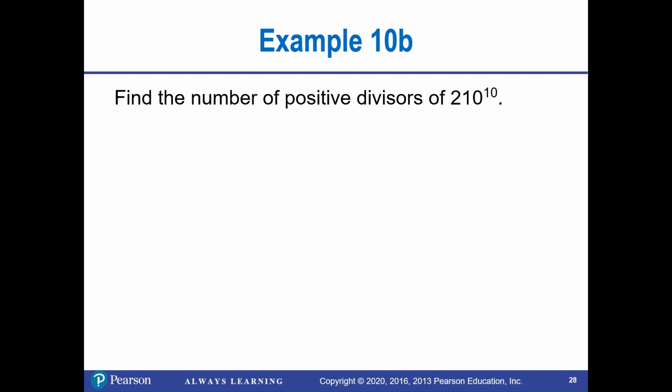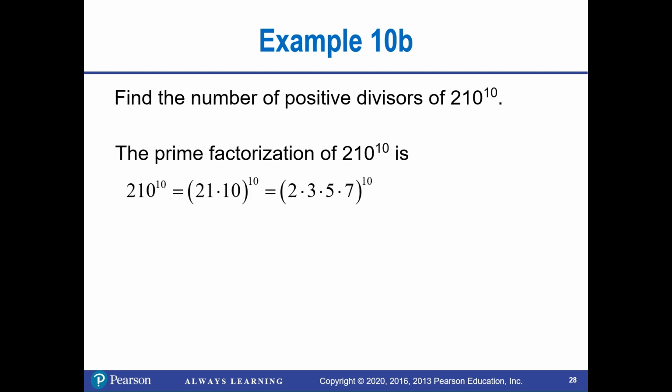All right, so what if we wanted to find the number of divisors of 210 to the 10th power? So in the same way, I need to find the prime factorization of 210 to the 10th power. I can do this by finding the prime factorization of 210. So 210 is divisible by 21 and 10. 21 times 10 is 210. And I can split those into their prime factors. 21 is 3 times 7, and 10 is 2 times 5. So 210 is 21 times 10, or 2 times 3 times 5 times 7.